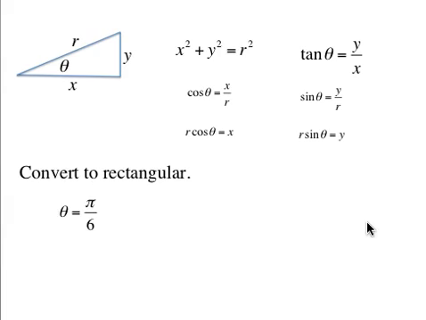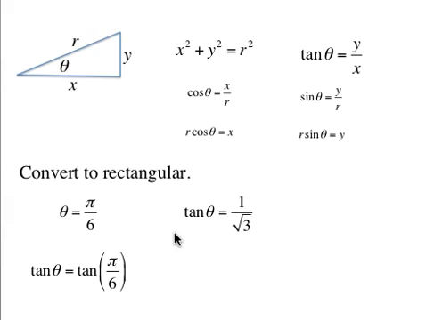Next we have theta is pi over 6. Now here's our hint. Tangent of theta is y over x. So let's take the tangent of both sides of this equation. The tangent of theta is the tangent of pi over 6. Now, the sine of pi over 6 is a half. Cos of pi over 6 is root 3 over 2. So the tangent of pi over 6 is 1 over root 3. So we get tangent of theta is 1 over root 3.